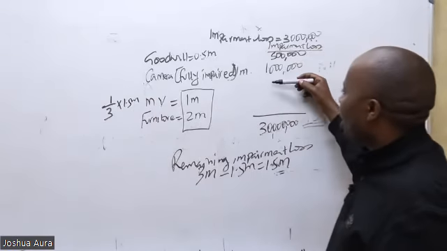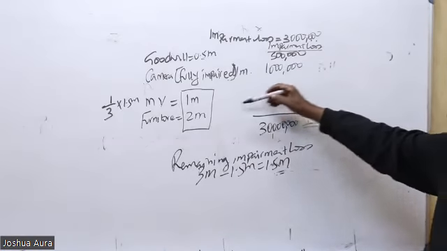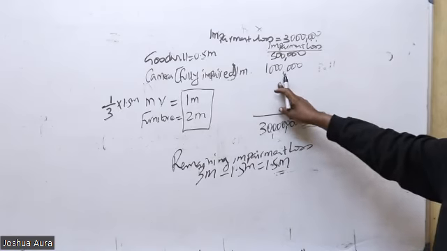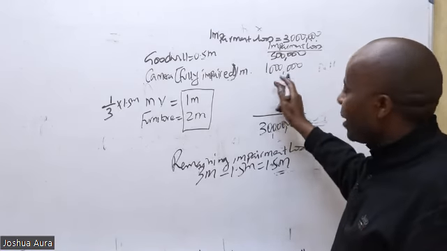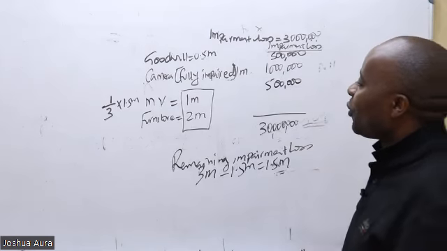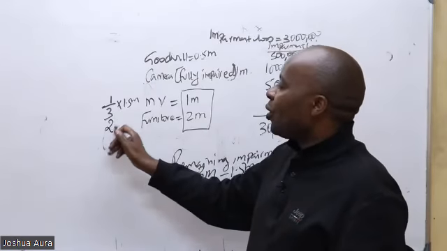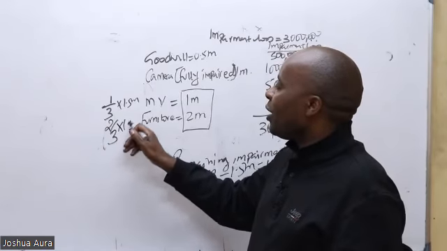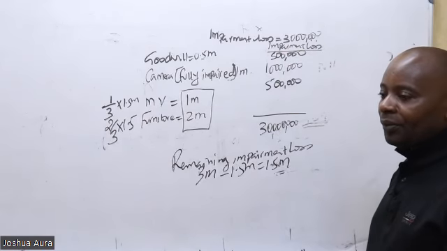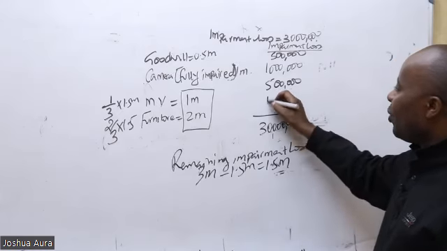Could you kindly give me a figure to take here for motor vehicle? It's 1 out of 3 times 1.5 million. How much do I take here? 500,000. And then furniture will be 2 out of 3 times 1.5 million, which in this case will give me 1 million.